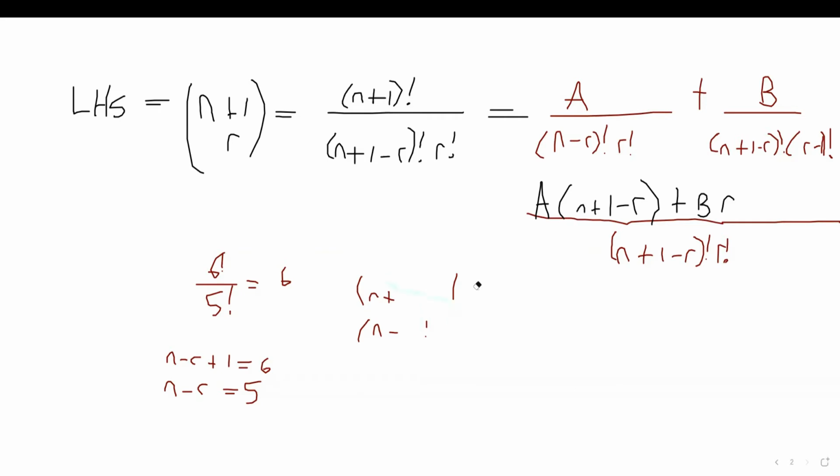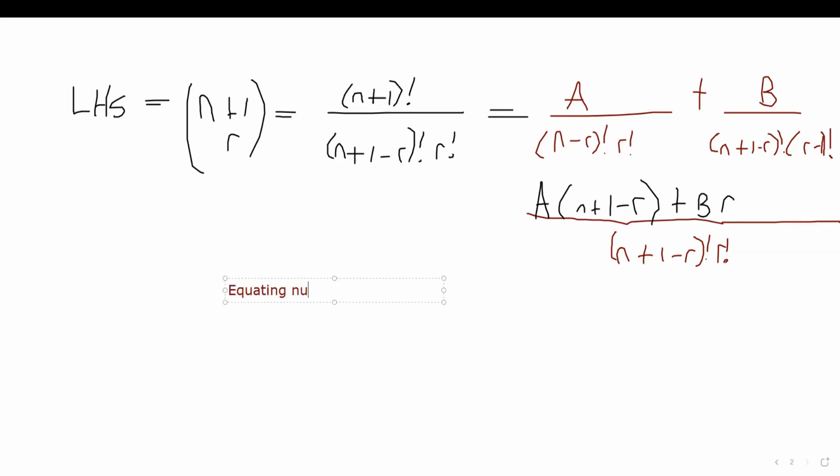So now we're nice. What do I mean by we're nice? What I mean is now we can solve for a and b by equating numerators. By equating the numerators, what we're going to get now is n plus 1 factorial, this part here. Right, this is better. N plus 1 factorial.